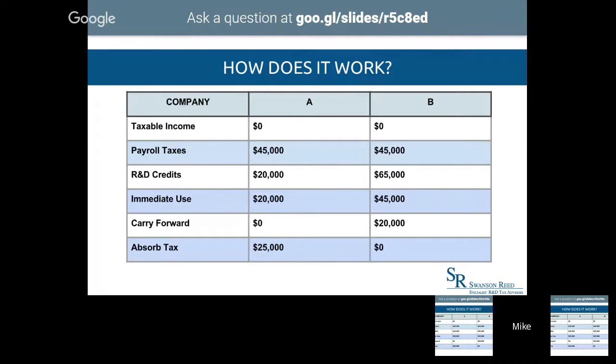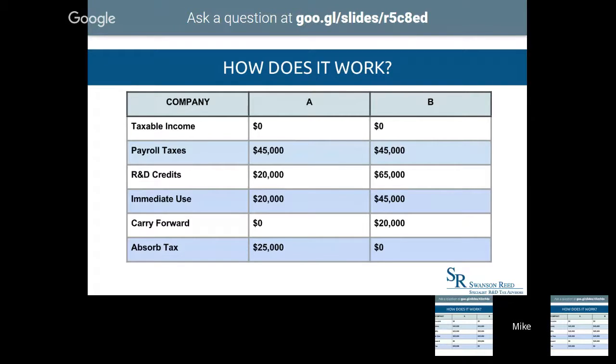On the other hand, move over to the company B column, and we'll work through that about the third line down. They were the eager beavers that really got in there and calculated $65,000 in R&D credits. Their tax bill was $45,000. As you can see, they got enough credits to offset that entire tax bill. They can immediately use $45,000 of it, plus they have $20,000 left over that they can carry forward to the future, and they didn't have to absorb any tax in that year. So in a nutshell, that's how it works.